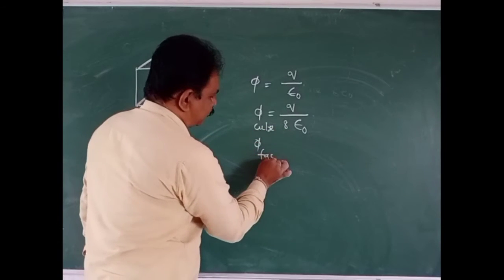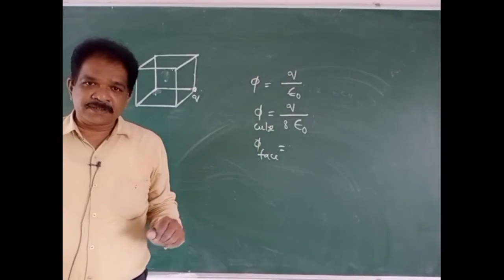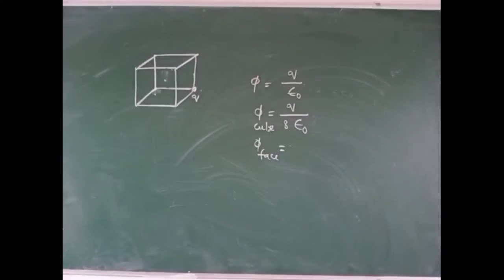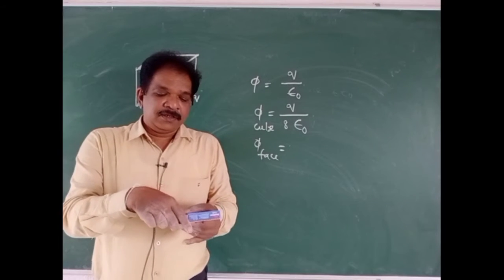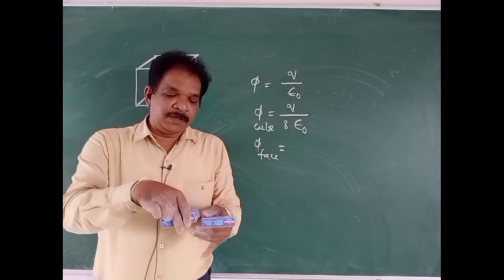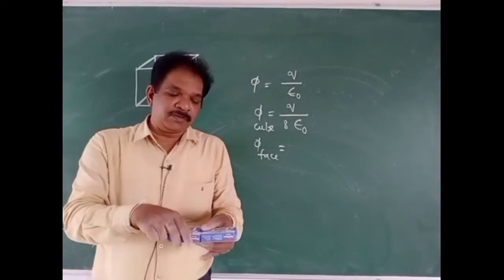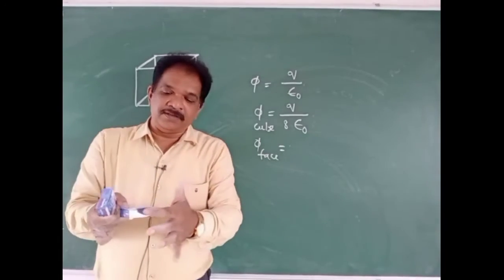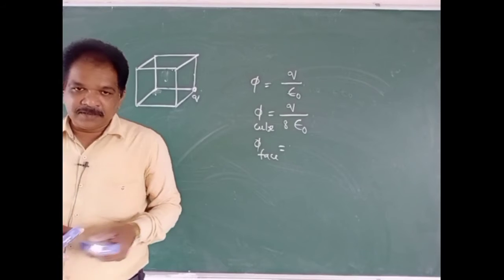So a cube has six faces in total, and three faces will be covered. For example, this is the cube, and here I kept the charge. Then this face will be closed, this face will be closed because of another one, and this face will be closed. Only three will be open, this one, the bottom.